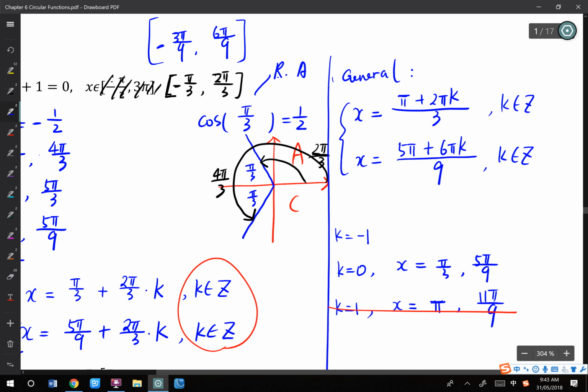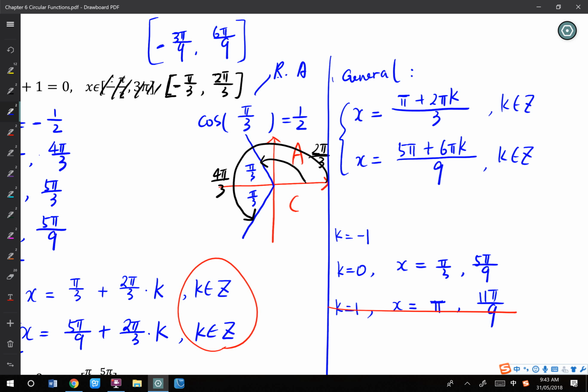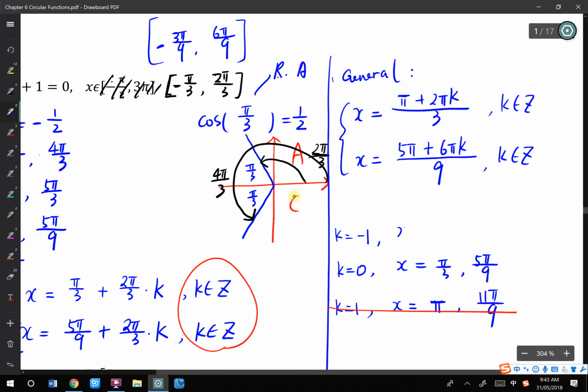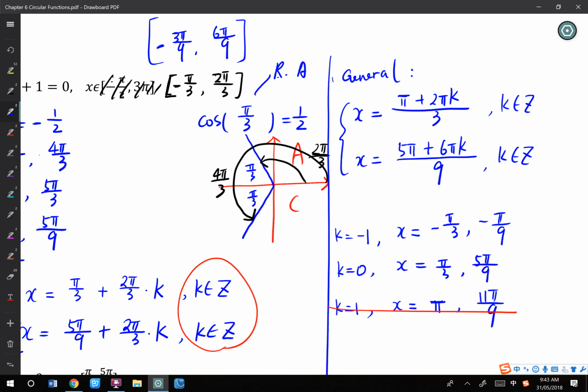So I can also try k equals -1, go backwards. Well, you better write things in order, -1, 0, and 1, because the numbers will be in decreasing or increasing order. It will be in a particular order for you. So k equals -1, I got -pi/3 and -pi/9. Okay, put -1 in. That's -pi/3 and that's -pi/9.